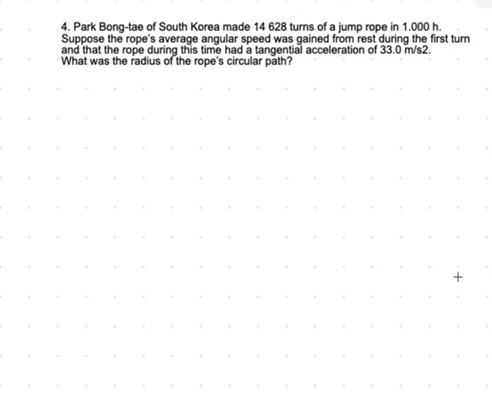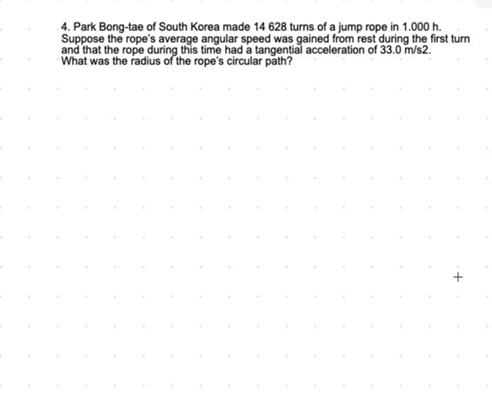Okay, so this question comes from the first page of today's worksheet on angular, tangential, and centripetal acceleration. And it reads, Park Bong-tae of South Korea made 14,628 turns of a jump rope in 1 hour. Suppose that the rope's average angular speed was gained from rest during the first turn of the rope. During this time, it had a tangential acceleration of 33 meters per second squared. What was the radius of the rope's path?